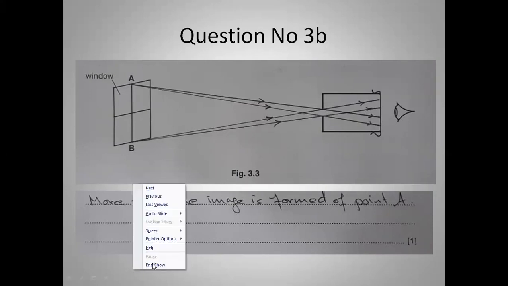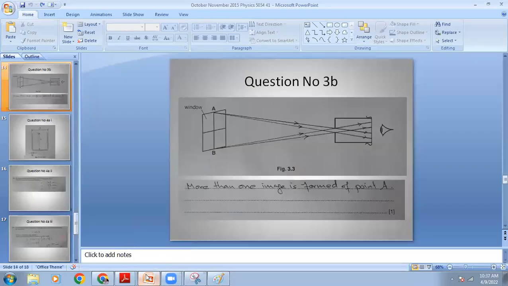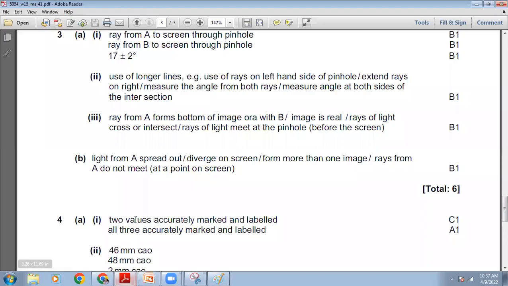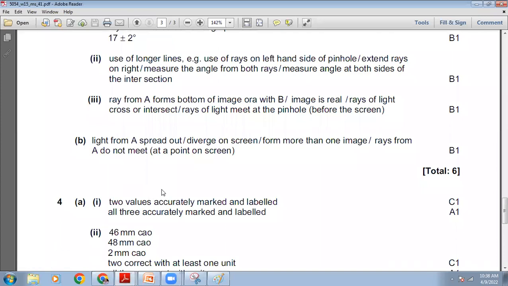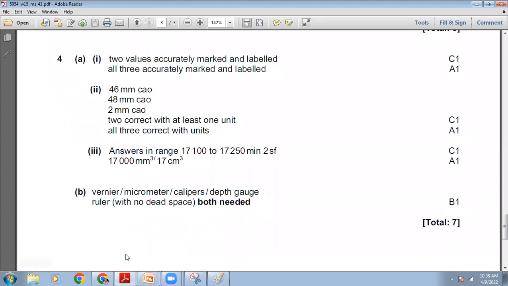That's why its image will be blurred. I hope you understand. Let's have a look at the marking scheme. It says light from A spreads out, diverges on the screen, and forms more than one image. Rays from A do not meet at a point on the screen. It's going to 2 points. So that was question number 3.